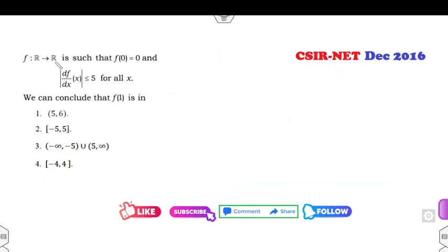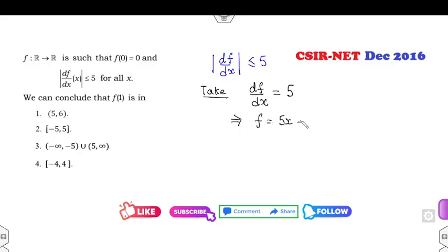F is a function from R to R such that f of 0 is 0 and the derivative of the function is less than or equal to 5. Which of the following statements hold? Very simple. You can just try to understand it because it's the upper bound. I can firstly take df over dx equal to 5 and then discard the options. You can integrate them. F is equal to 5x plus constant. Now because f of 0 is 0, that will give you c equal to 0. That means f of x is 5x.